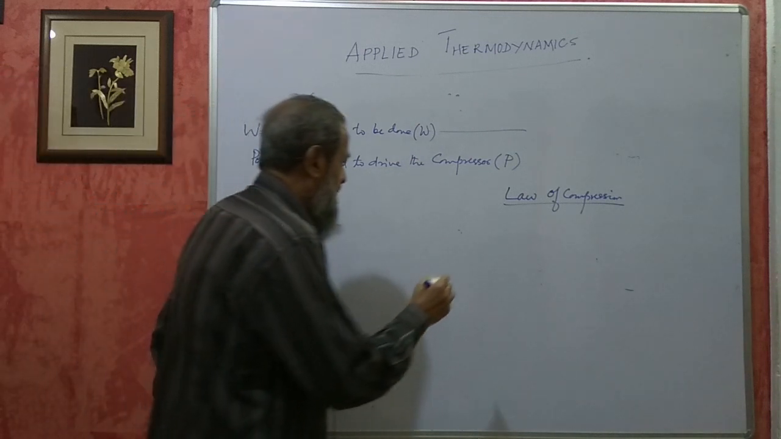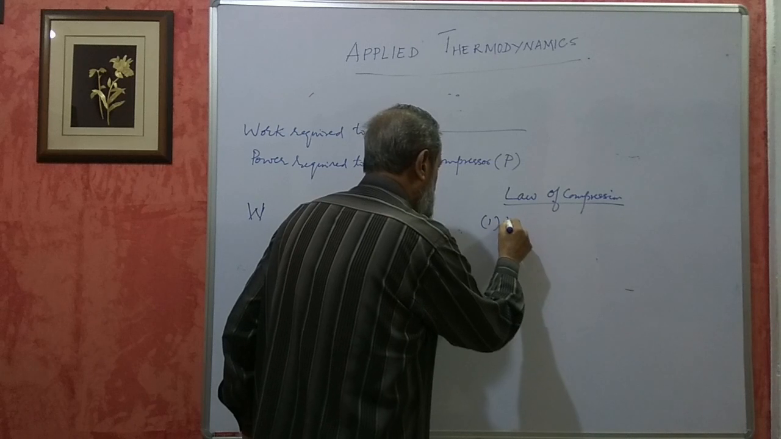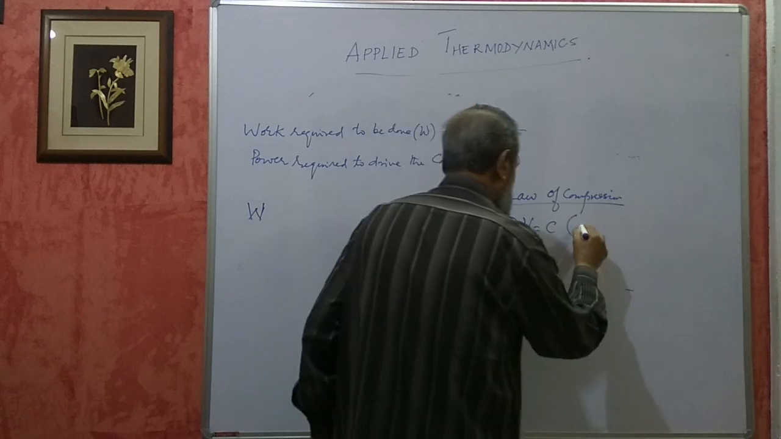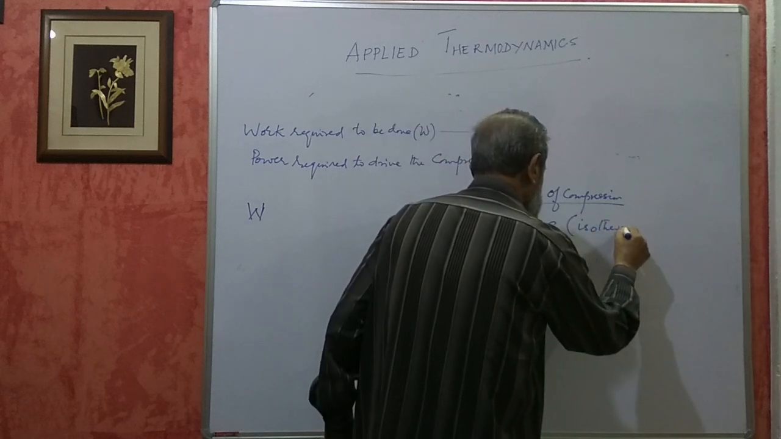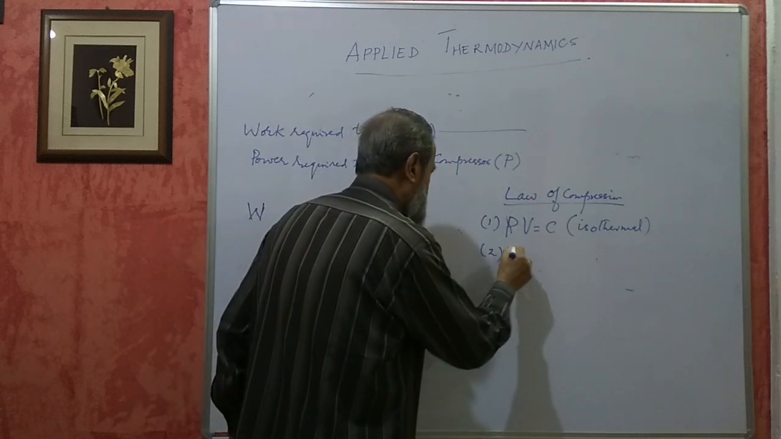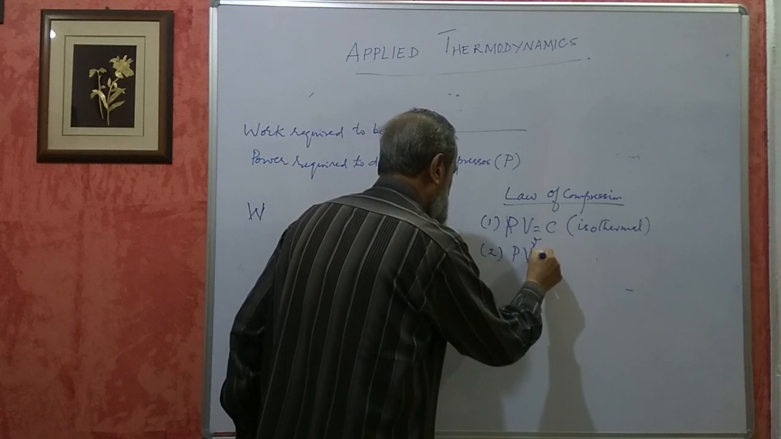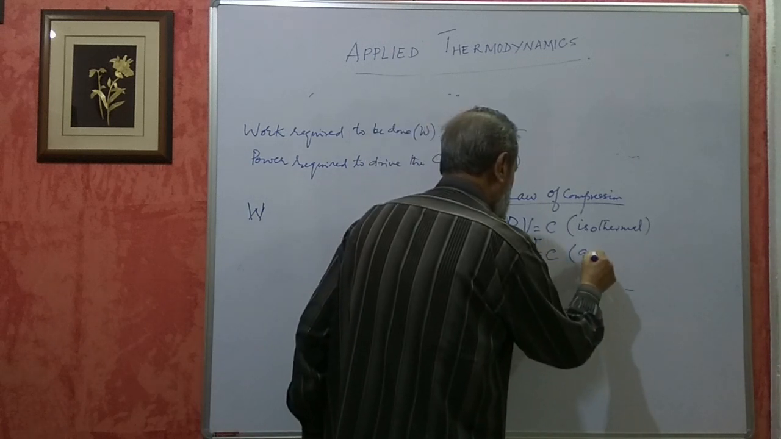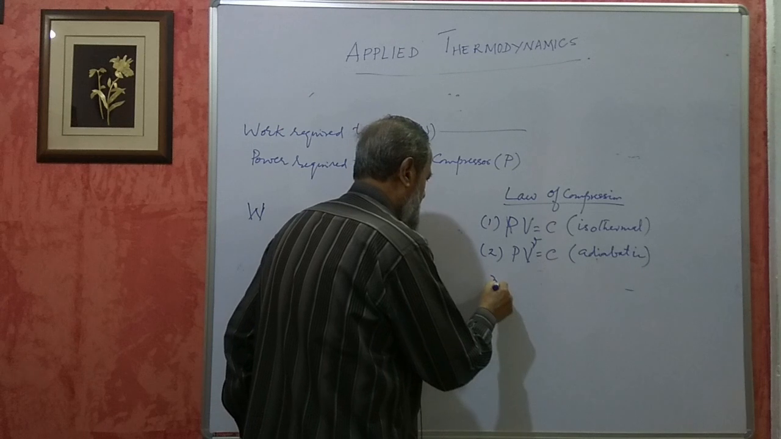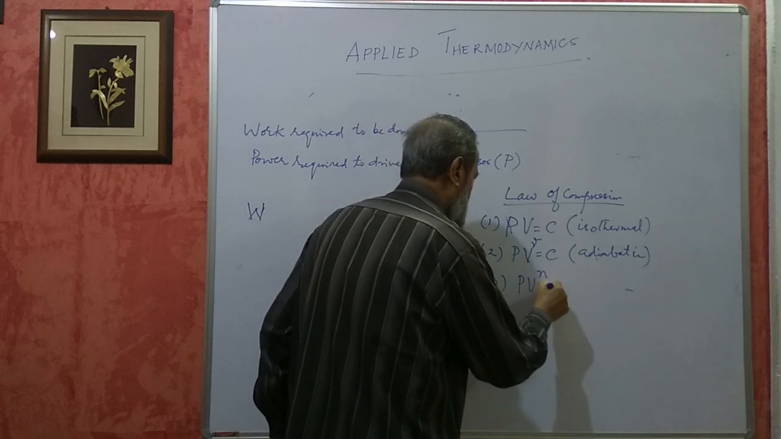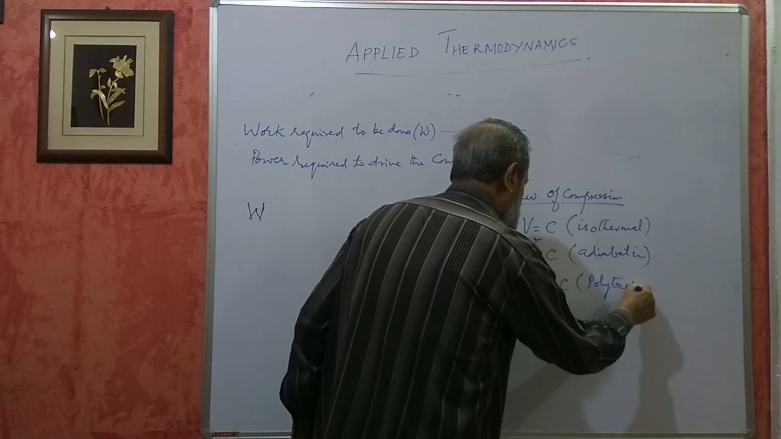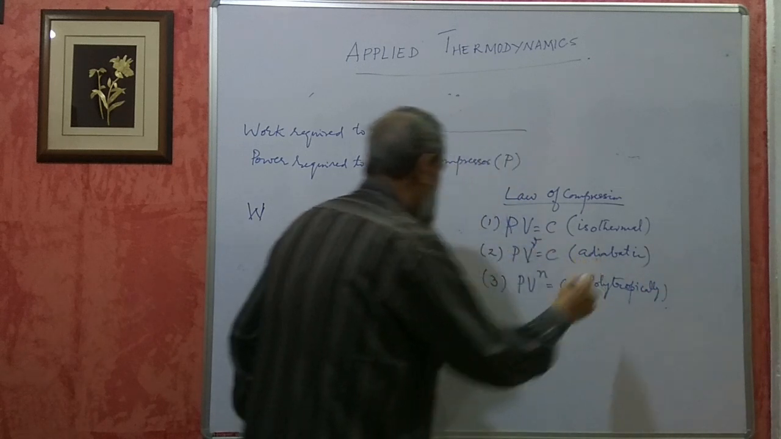So the remaining: one is PV equal to constant. That is what we call isothermal process. So air can be compressed isothermally, or it can be compressed by this process, PV to the power of gamma equals constant. It is called adiabatic or isentropic. Then the third one is PV to the power of n equals constant, that is polytropically. So you get different formulas for W for different processes.